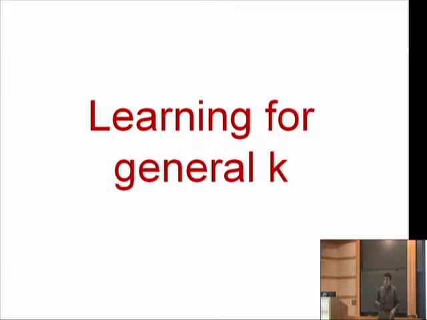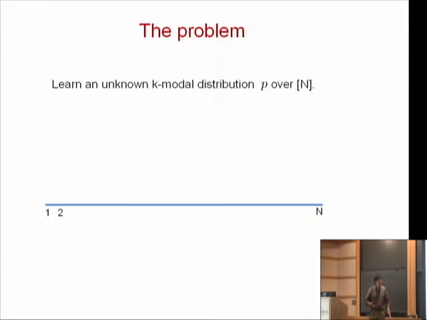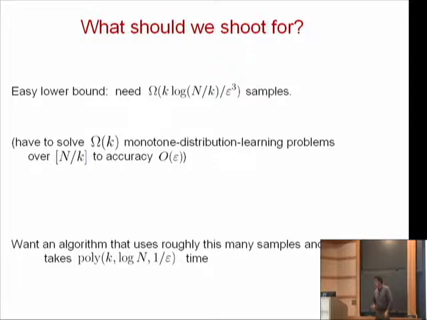Okay, so now for the main topic of the talk, we'll talk about learning for general k. So we have a k-modal distribution with k peaks and valleys, and we want to be able to learn it from samples. What should we strive for? What are the right bounds? Well, it's pretty easy that the lower bound is k log n over k over epsilon cubed. This is almost an immediate lower bound, right?